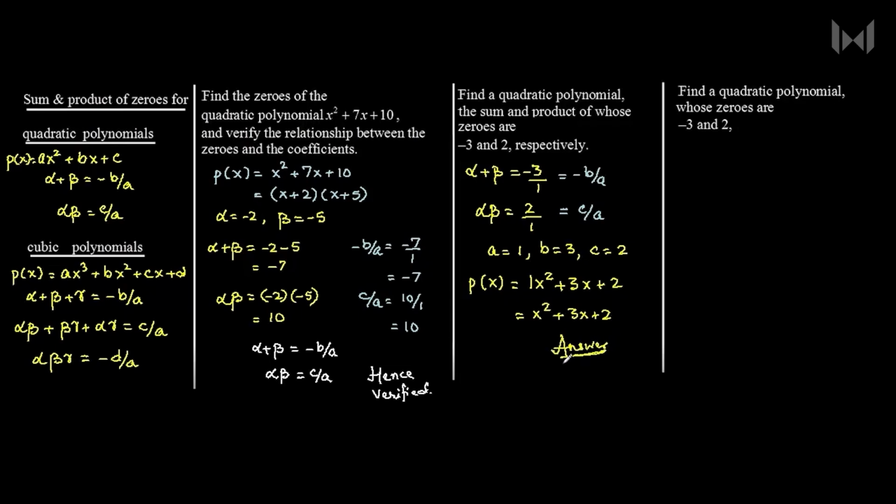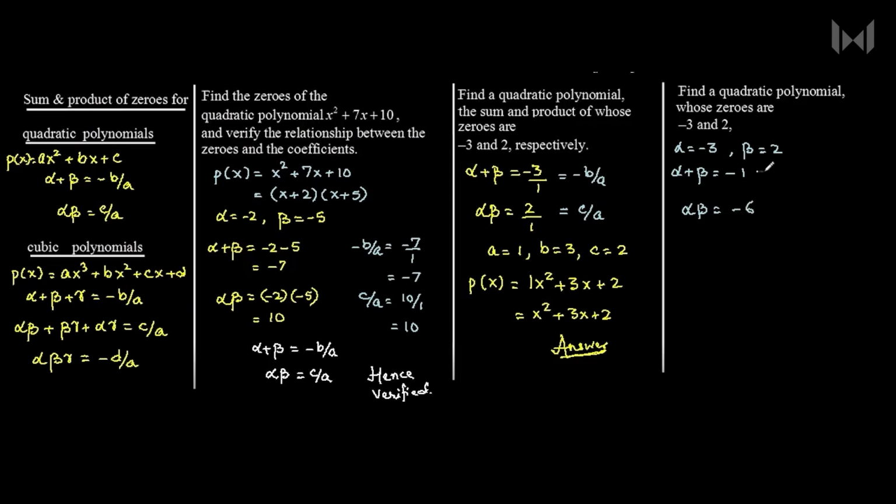Now, whereas in the second case, the next question, the zeros are given. So we shall start by naming them as alpha, which is -3, and beta, which is 2. So now we will first find out alpha plus beta. So -3 plus 2 gives you -1, and alpha beta, which is -3 into 2, that's -6.